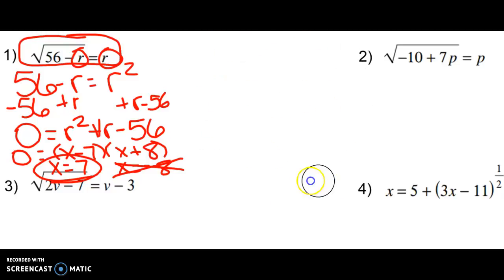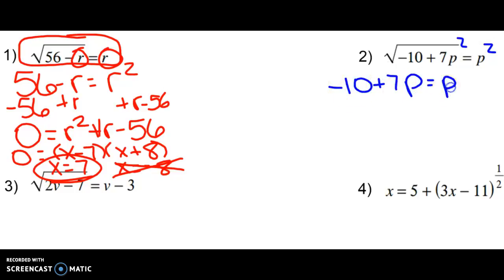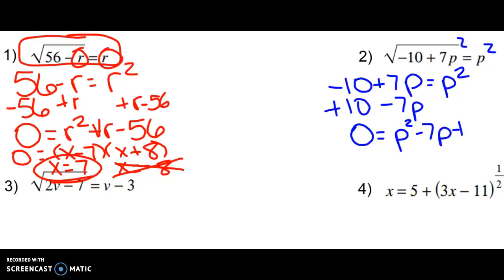All right, let's go work on number 2 for a second here. Change colors. Same steps. You got your radical isolated, so let's square both sides since it's a square root. And we get negative 10 plus 7p is equal to p squared. We have to solve it, so let's set one side equal to 0. I'm going to add 10 here and subtract 7p, and I'm just going to move them to the other side. So we're going to end up with 0 on this side. It's equal to p squared minus 7p plus 10.